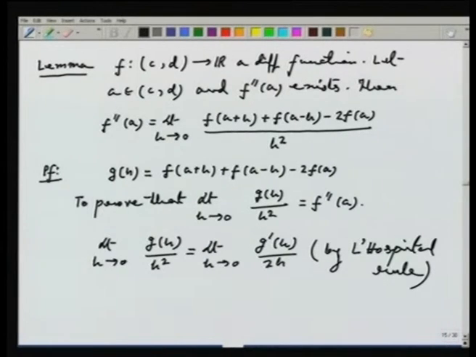Now, let us calculate g prime h. How to do that? Well, we will just use the chain rule here, that g prime of h is first f prime at a plus h and then the derivative of a plus h as a function of h, which is 1. So, this is into 1 plus f prime at a minus h into derivative of a minus h as a function of h, which is minus 1. The rest is constant, twice f a does not involve h. So, the derivative is anyway 0.